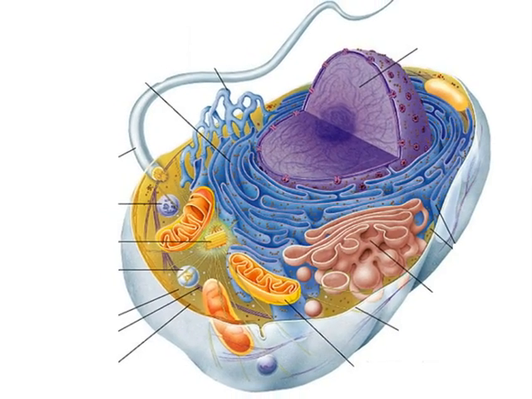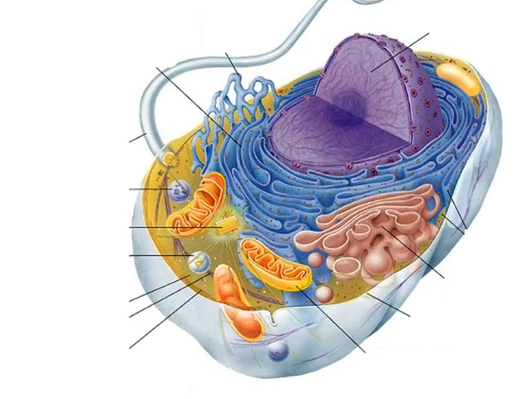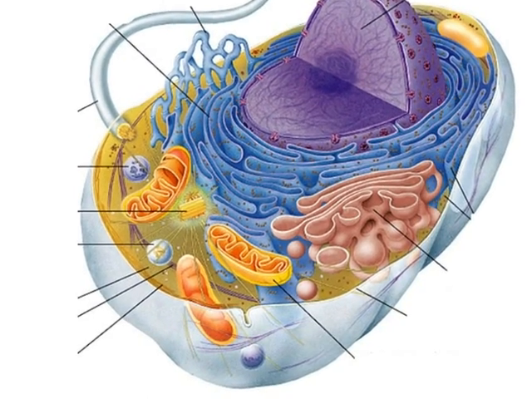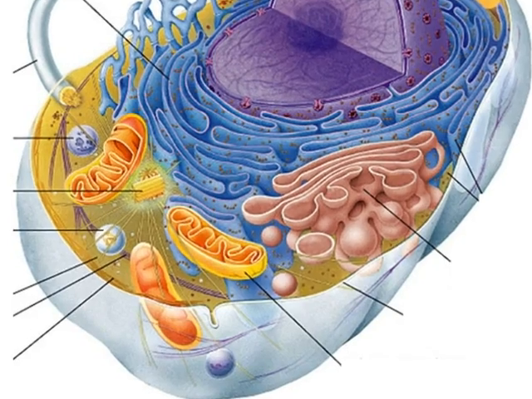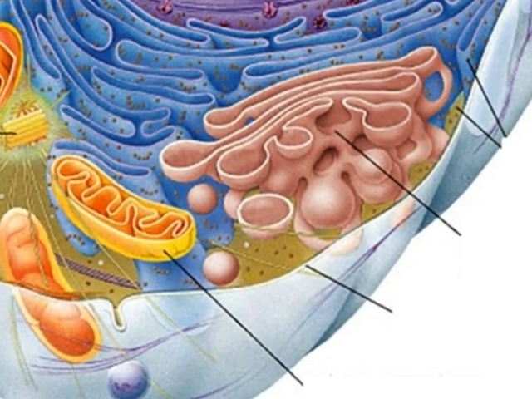Welcome everyone. Today we are going to explore the wonderful world of an animal cell. The cell membrane is the first organelle we are going to explore. The cell membrane helps regulate what enters and leaves the cell. Also, it provides the protection and support of the cell.